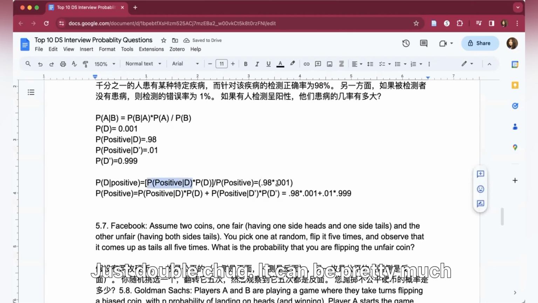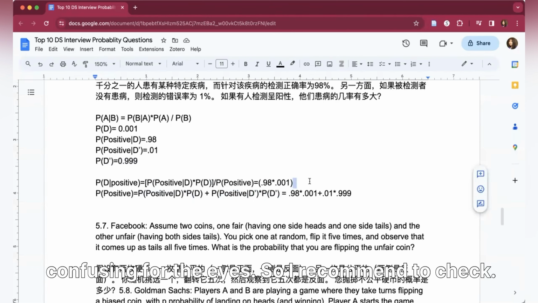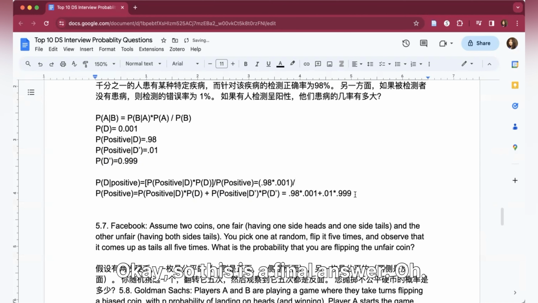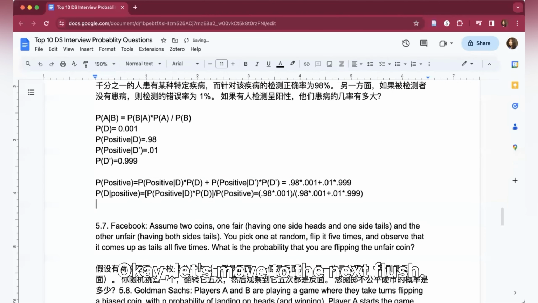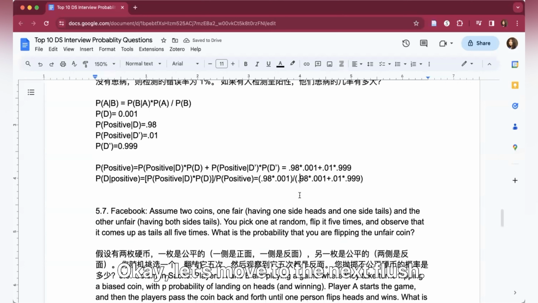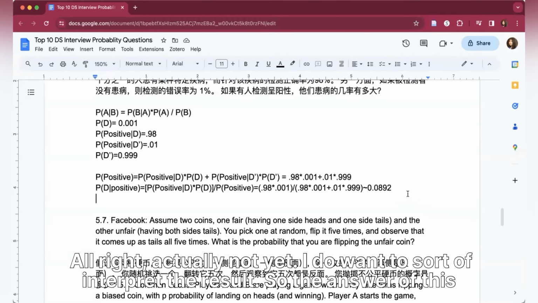Just double check. It can be pretty confusing for the eyes, so I recommend to double check. Okay, and here, right? Okay, so this is the final answer. Okay, let's move to the next question. All right, actually, not yet.